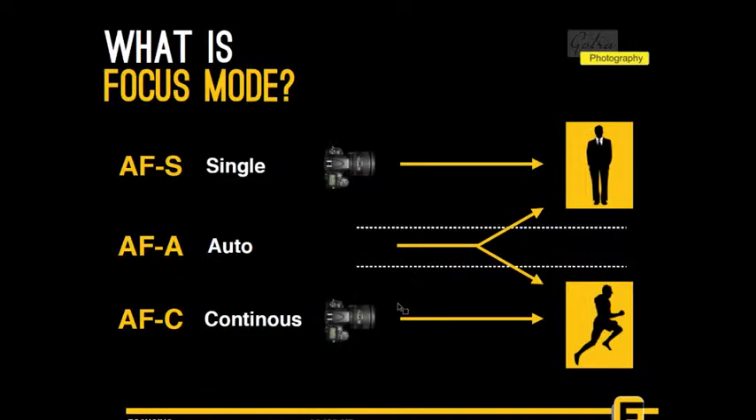Now focusing. There are three different types of focusing, as we studied in the first class. AFS is single, actually used for a person who is standing still. Then we have AFC, which is continuous, for someone who is moving across. AFA is auto, either a still person or a moving person. For the safe side, you can keep this, but professionals usually use single or continuous depending on their subject.